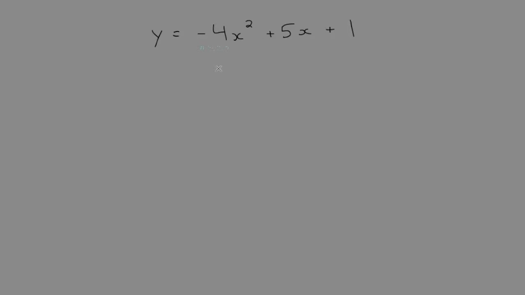When there's an a value, factor that out. That's going to change our next value. It'll have to be a fraction, actually. So this would be minus 5 over 4.